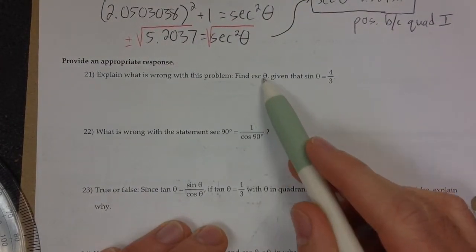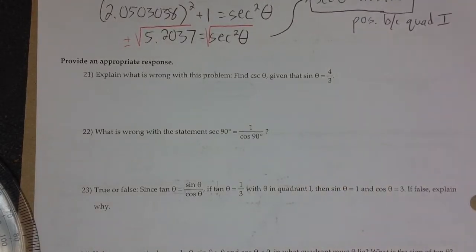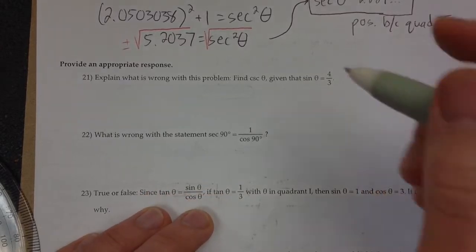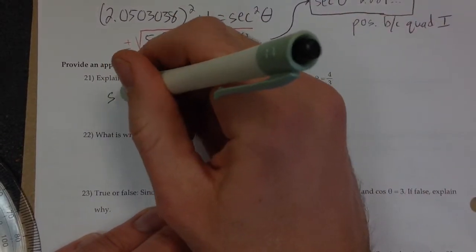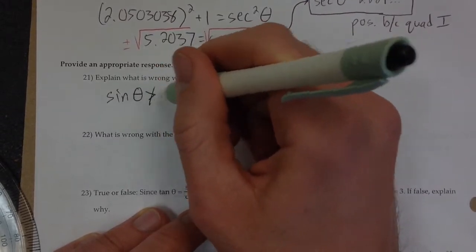21. If I say find cosecant theta given that sine theta equals 4/3... Sine cannot be greater than 1. Don't be trying to trick me. Sine theta cannot be greater than 1.